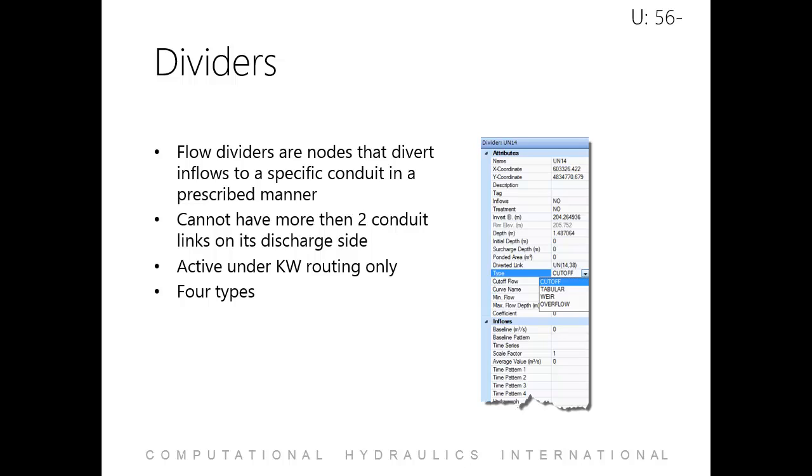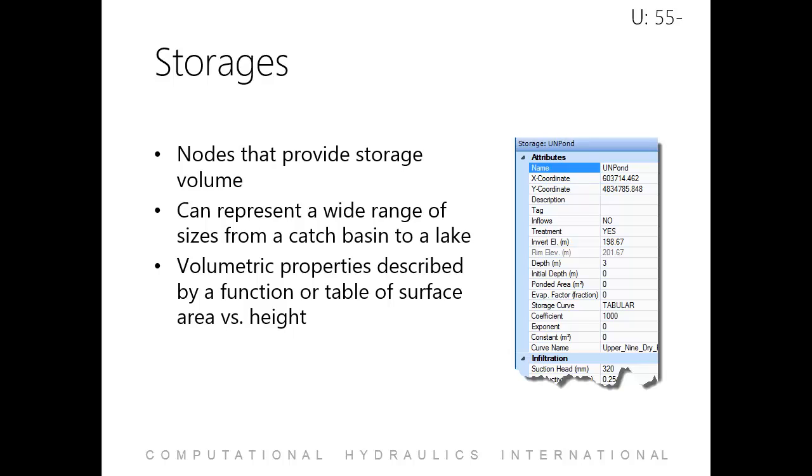Another type of junction is the divider. These are nodes that divert inflows to a specific conduit in a prescribed manner. They are only active under kinematic wave routing and are treated as regular junctions when the dynamic wave routing option is selected.